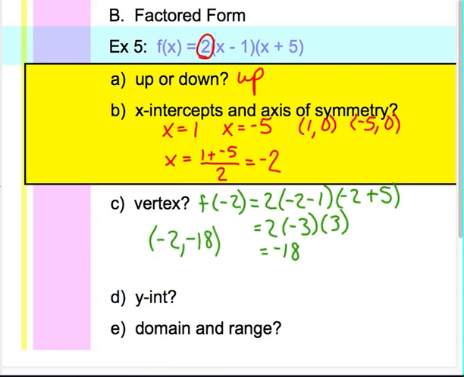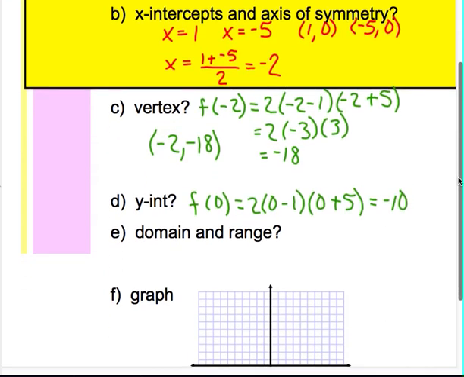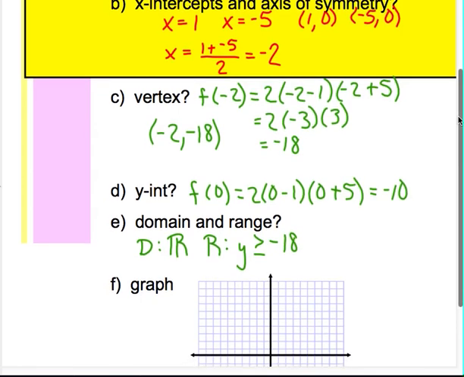The y-intercept is when we substitute 0 for x. So we have 2 times negative 1 is negative 2, times 5 is negative 10. Domain is all real numbers. Range, because the graph opens up, will be y is greater than or equal to the y-coordinate of the vertex, which is negative 18. And finally, putting this all together for our graph.